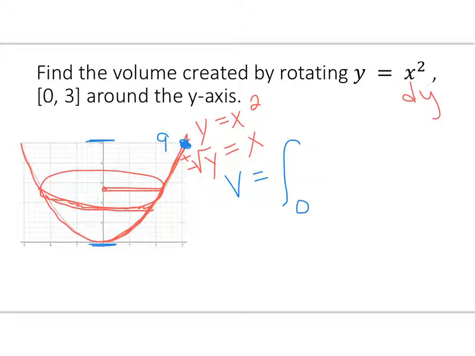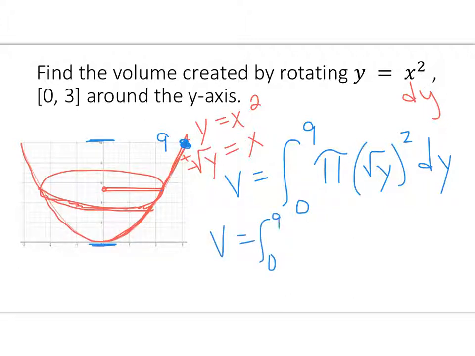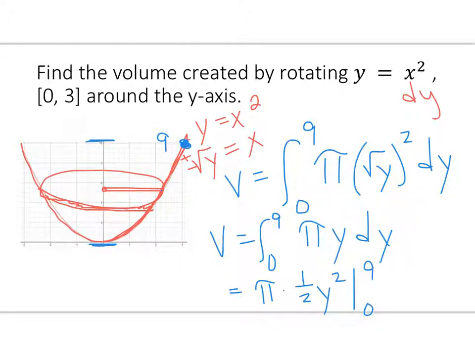So I'm integrating from 0 to 9, pi times my radius, going out here, which is square root of y, squared, dy. So my volume is the integral from 0 to 9 of pi y dy. Pi is my constant, so this is pi times 1/2 y squared from 0 to 9. I ran out of room over here, so my volume is going to be pi over 2 times y squared, which is 81. When y is 0, it's going to be minus 0. So my volume is 81 pi over 2.